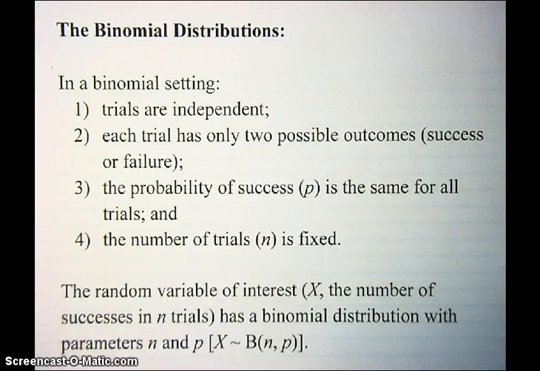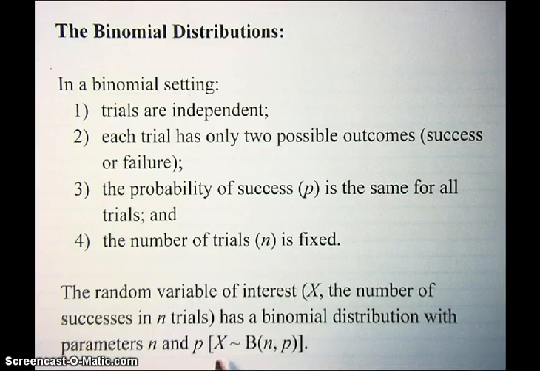The random variable of interest in a binomial setting we call X. It's the number of successes in N trials, and this has a binomial distribution with parameters N and P. And we write it in shorthand like this. X has a binomial distribution with parameters N and P.